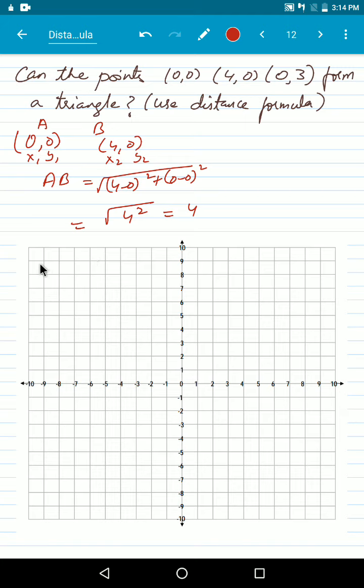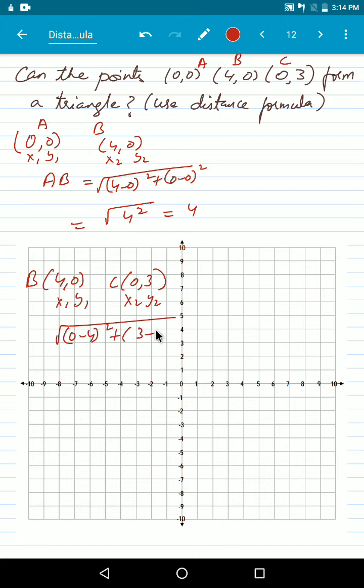Okay. Now if we take this as A, this as B, this as C, let us find BC. B is (4, 0) and C is (0, 3). x1 y1 x2 y2 again, right? So (0 minus 4) whole square plus (3 minus 0) whole square. So 0 minus 4 is minus 4, minus 4 whole square is 16, 3 minus 0 is 3, 3 square is 9. So this will give us root 25, which will be equal to 5.